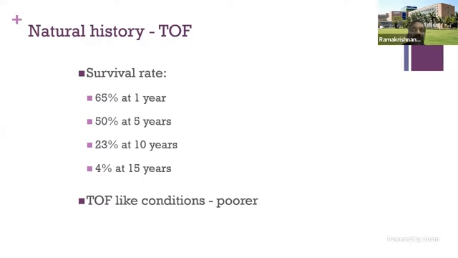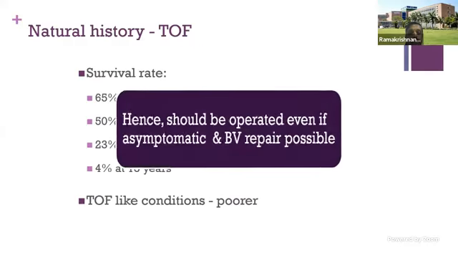So coming to the natural history of tetralogy, the survival rate. We are not talking about cyanosis in tetralogy. Survival rate in tetralogy is around two-thirds at 1 year, half at 5 years, and one-quarter at 10 years. This is not great, but it's a very common lesion. And trunk-like conditions are further poorer.